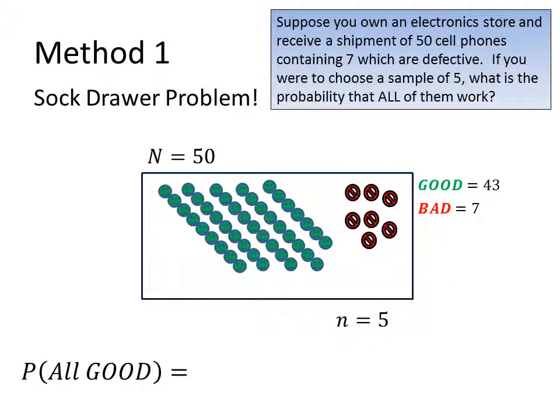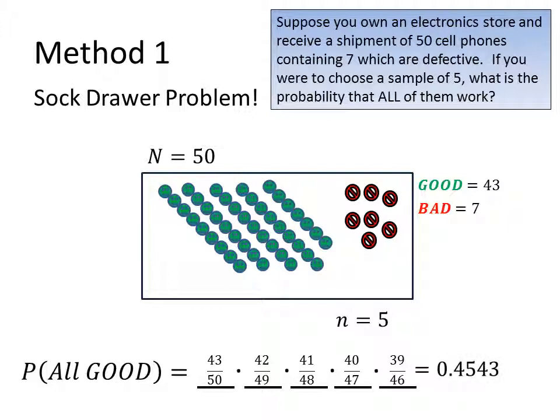and we want to pull out a sample of 5, then the probability that the first cell phone that we draw is one of the good ones is simply 43 divided by 50. So that's our probability that the first draw is good. And then the probability that the second draw is good, given that the first one's good, is 42 over 49. The probability that the third draw is good is 41 over 48, and so on and so forth. Multiplying these all together gives us the probability that our sample of 5 will contain all good cell phones.